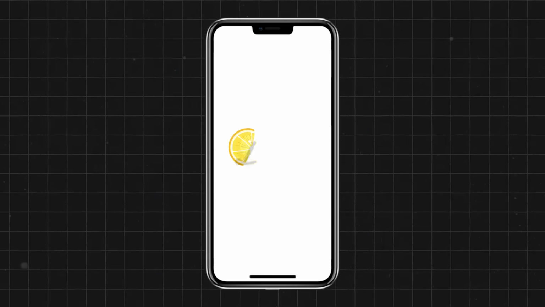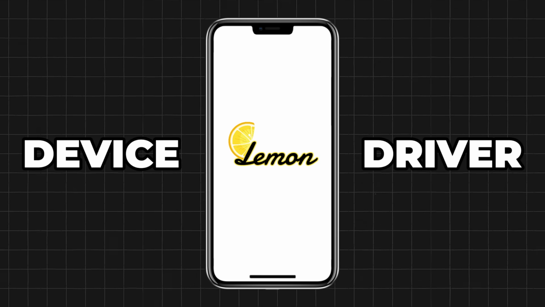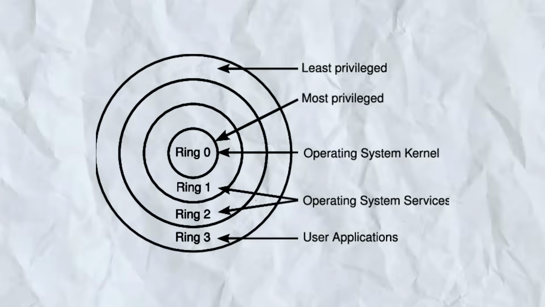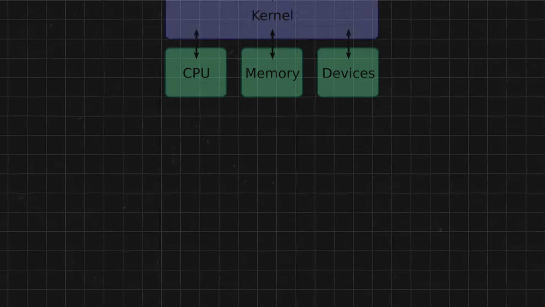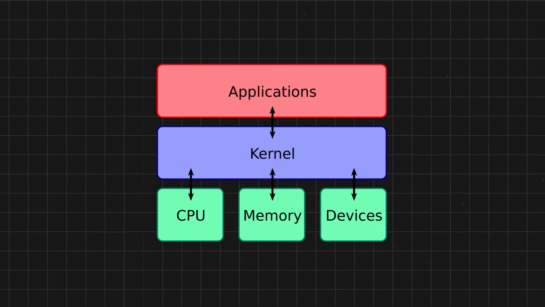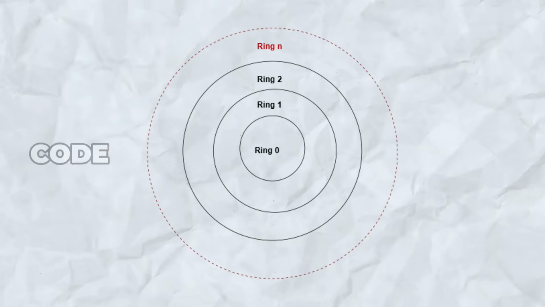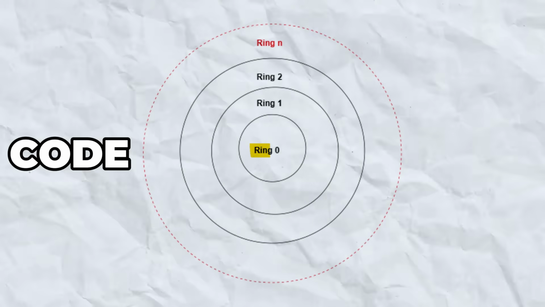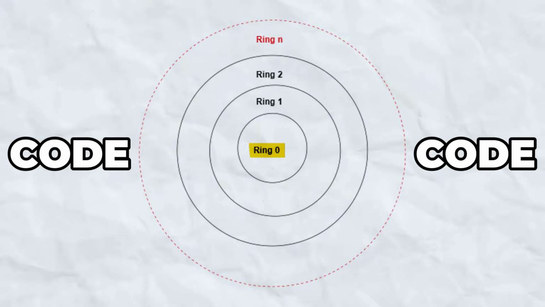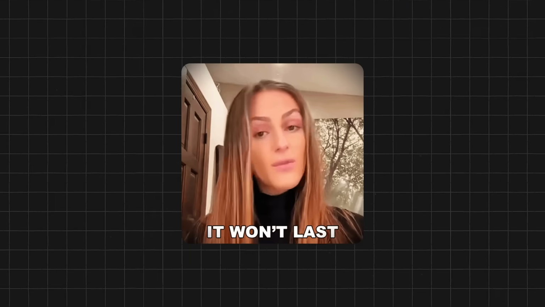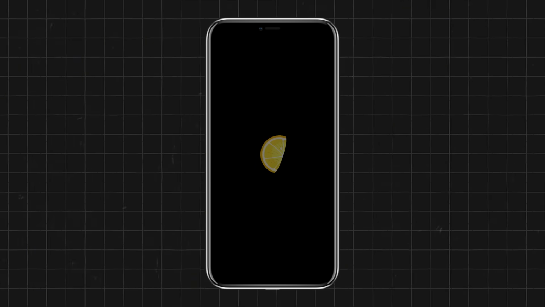On our Lemon phone, there's a buggy device driver that doesn't properly check the inputs it receives from user apps. With the right inputs sent from our compromised PDF viewer, we can trick the kernel into running our code with full system privileges. So when we hijack a piece of code that is allowed to run in Ring 0 and make it run our code instead, that gets us to step 3, high-level access. But there's a catch: it won't last. As soon as the phone restarts, it's gone.